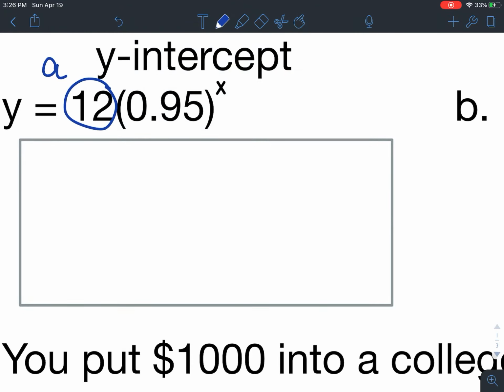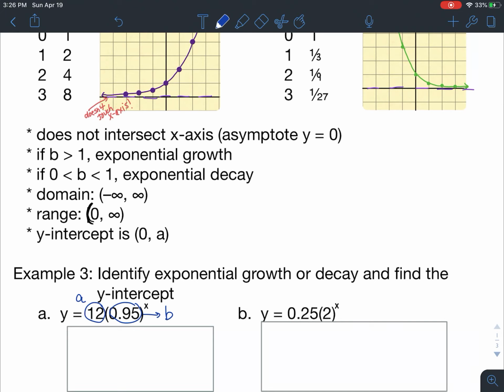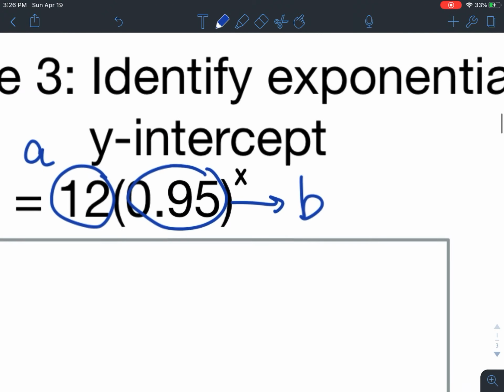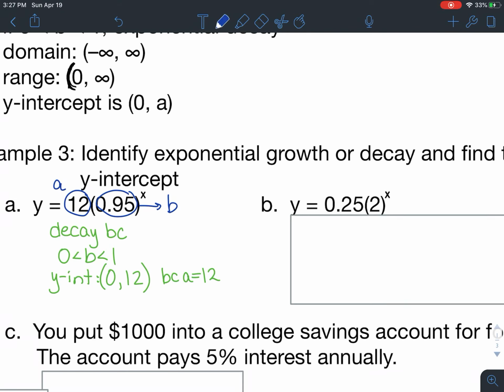This is A, and this is B. B tells us whether it's going to be growth or decay. So if B is greater than 1, it's exponential growth. But if it's a fraction, then it's decay. Well, we have 0.95. That's a fraction, so that means this is going to be decay, because B is a fraction. The y-intercept is found from 0, comma a, so that's going to be 0, comma 12.